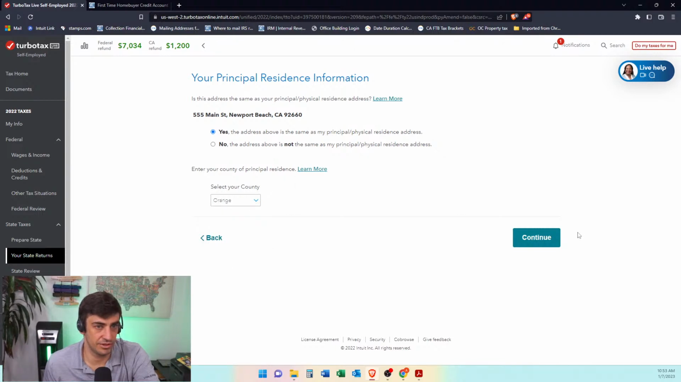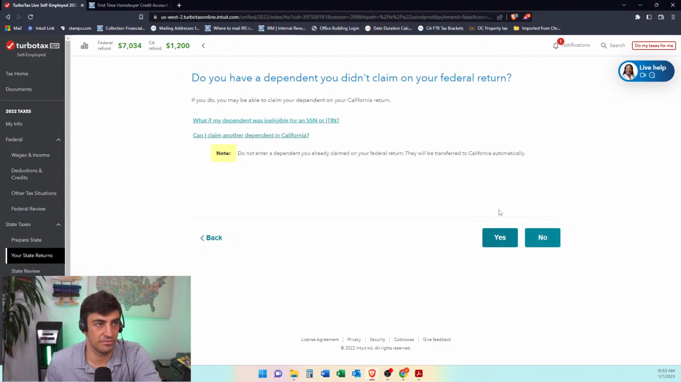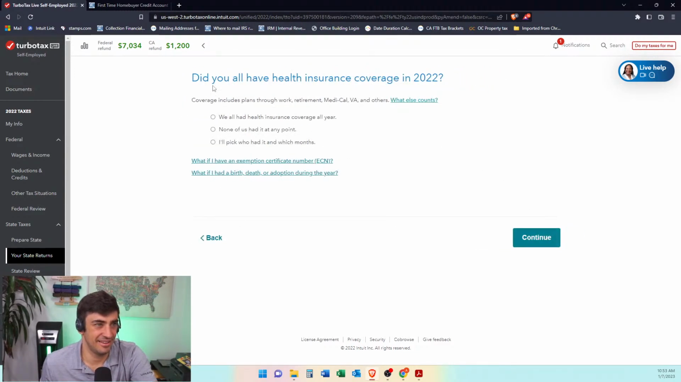California requires that we put what county we were in. Electronic payments: do I need to make electronic payments? California requires electronic payments if you have an estimated tax or extension payment over $20,000, or file an original return with liability over $80,000. I'll say no, we don't have this. Do you have a dependent that you didn't claim on your federal return? No, that's it.